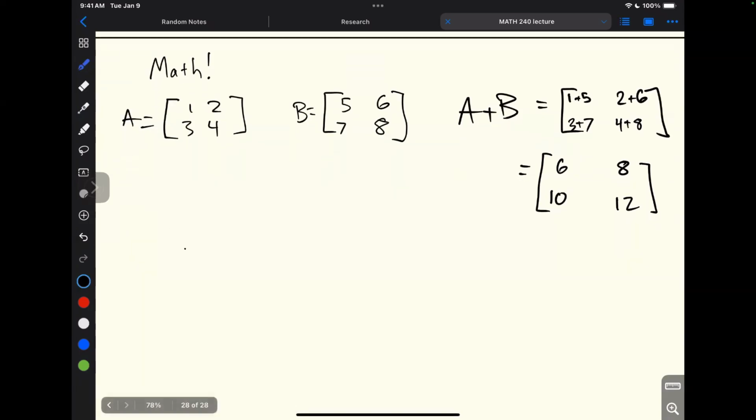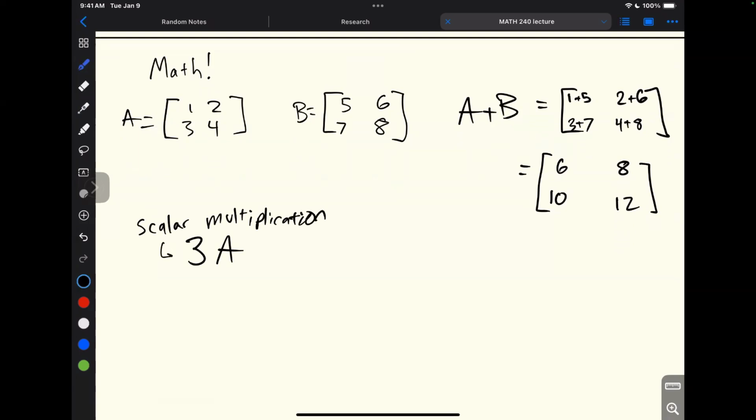We can also do scalar multiplication. Scalar here being just a number, which is different from multiplying two matrices together. That's a little bit more complicated. If we do 3 times A, that means we multiply 3 by every number in A. So that's 3 times 1, 3 times 2, 3 times 3, 3 times 4. It applies to every number.